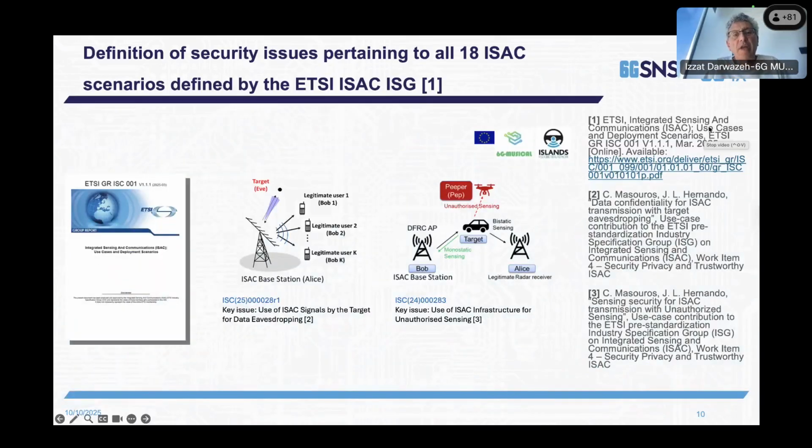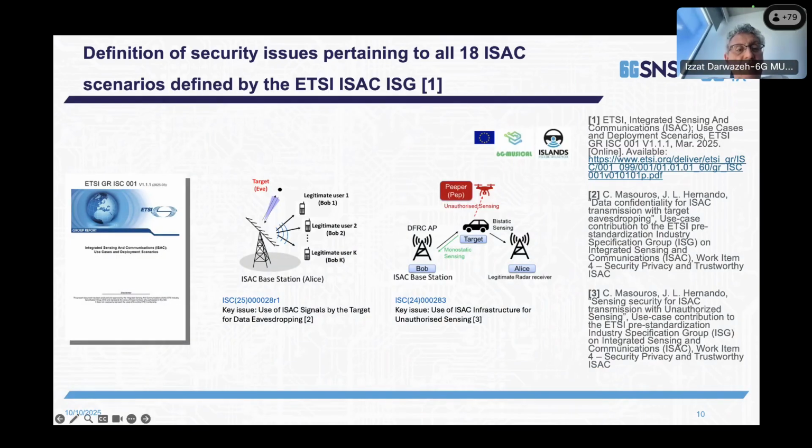So effectively, we are founding members of the ISAC Industry Specification Group of ETSI, and we have been very active in this. Specifically, we have submitted several papers, effectively looking at the security issues in all the ISAC scenarios defined by ETSI, the ISAC ISG. And you can think of two problems of security.